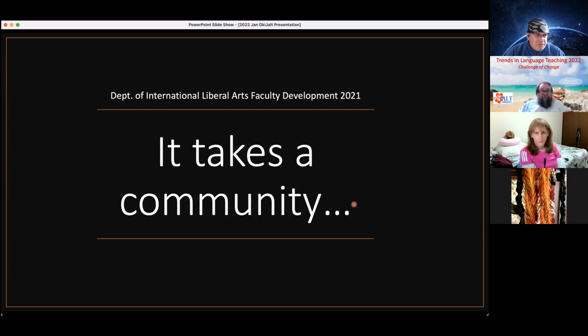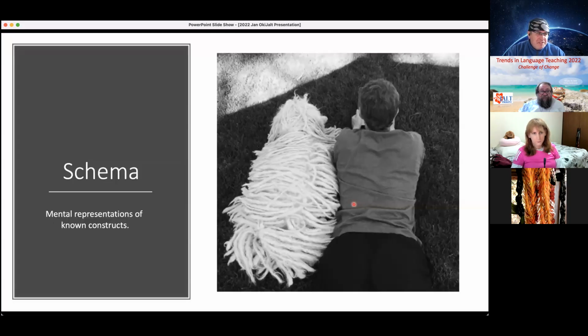This year, I was in charge of doing faculty development for the Department of International Liberal Arts, which is my department at my university. One of the things about teaching, especially teaching in Japan, is this idea of schema, these mental representations of known constructs. I wonder if anybody can identify what this is here. Anybody? You can turn on your mic and speak. A dog? Okay, Catherine. A poodle, thank you.